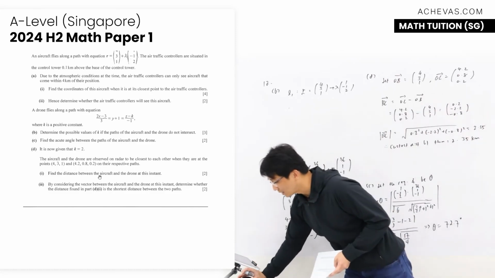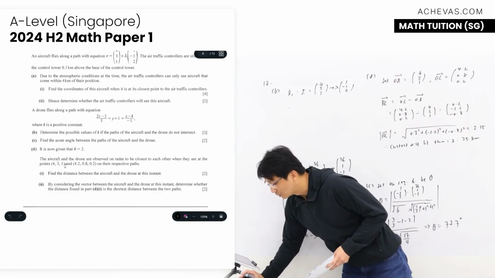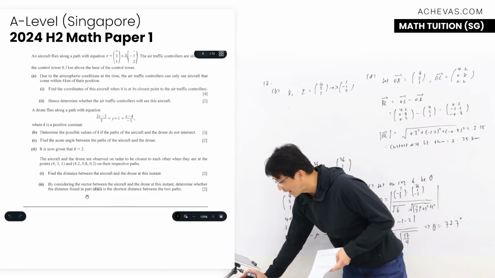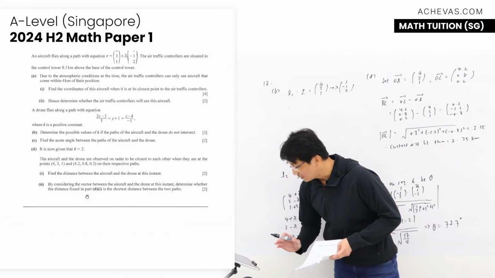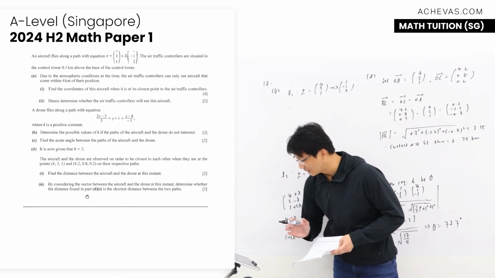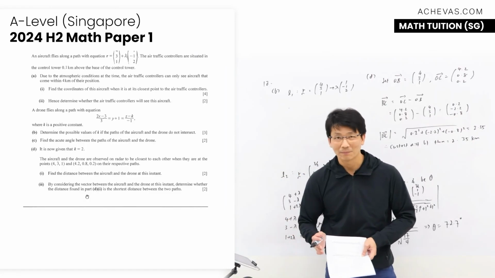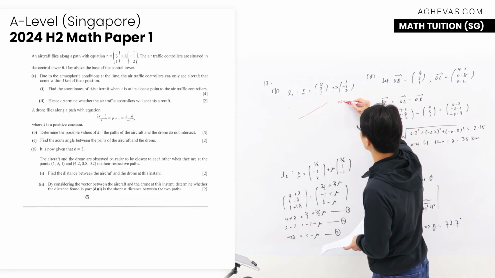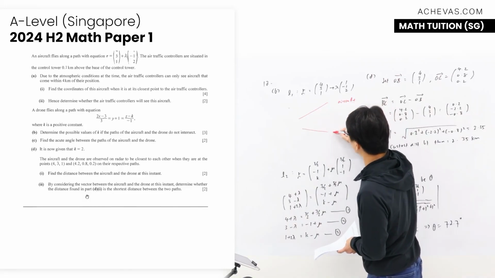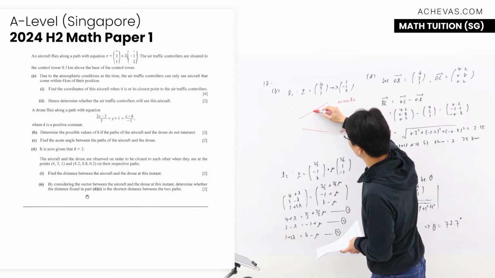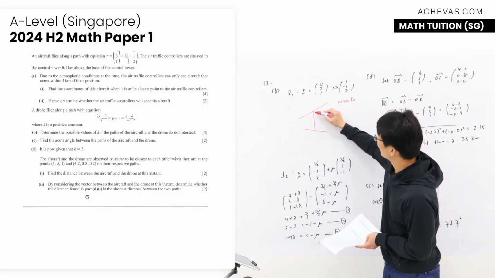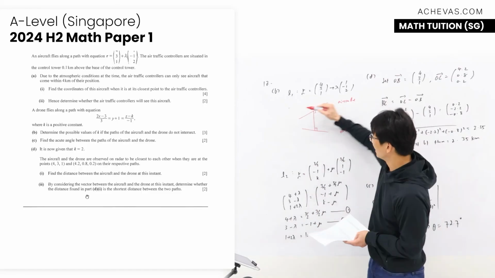Since the question already tells us that the closest path will be when they are at these coordinates respectively. And for part 2, we say by considering the vector between the aircraft and the drone, determine whether the distance found in D part 1 is the shortest distance between the both of them. Basically it means that on a diagram, let's say this is the aircraft, this is the drone. They are saying that the closest path is when the two of them meet at a right angle. This is the path.